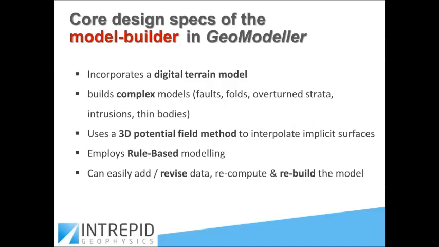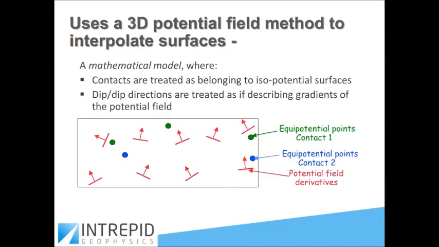So here I want to say something about the core design specifications of the software, and they're summarised here. The software is designed to incorporate a digital terrain model. It's designed to build complex models, including folds, faults, overturned strata, intrusions, and thin bodies. Also, it uses quite uniquely a 3D potential field method to interpolate implicit surfaces. Also, it employs rule-based modelling, which we're going to go on and explain a little bit about now. Finally, one thing that's important to the software is that you should be able to add and revise data and rebuild the model very, very easily.